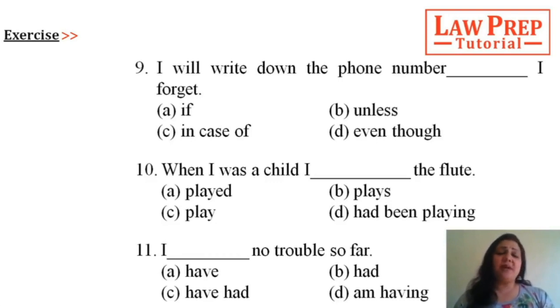When it is simple past tense, the answer would be past tense. First look at played, simple past. Plays, simple present. Play, simple present. Had been playing, past perfect continuous, which is used with for or since or any time factor. Can you see any time factor in the sentence? No. So the answer, when I was a child, I played the flute.